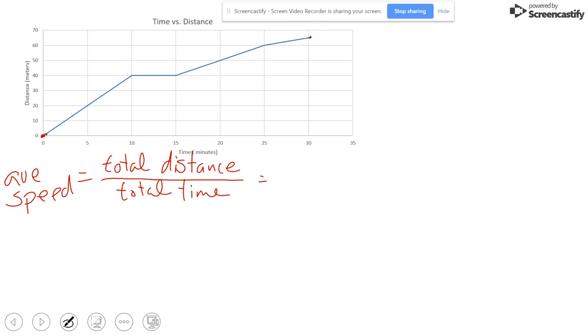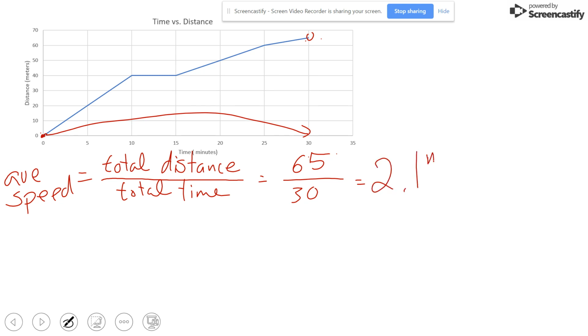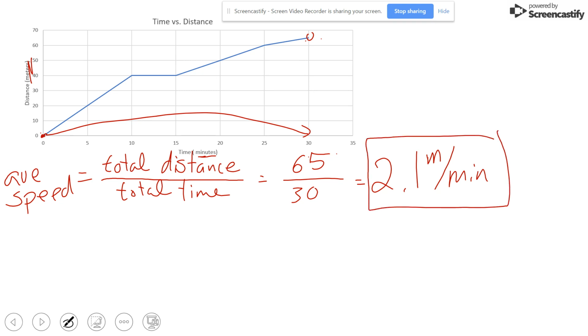We are going to end all the way up here. And so when we look across, our distance is going to be 65. When we look at our time, the total time that it takes, again, starting at 0 and going all the way over, is going to be 30. So 65 divided by 30 is 2.1. And then our unit for distance is meter over our unit for time, which is minute in this instance. So our average speed throughout this entire thing is going to be right around 2.1 meters per minute.